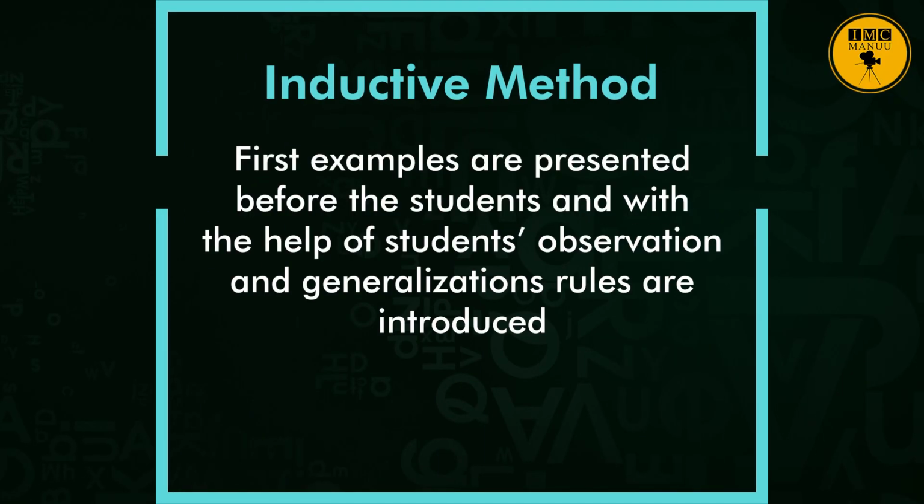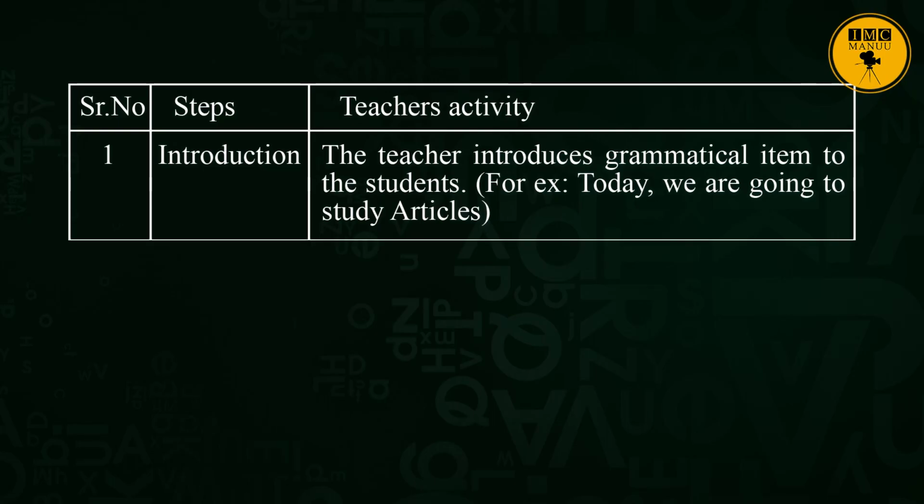The next method of teaching English grammar is inductive method. This is the modern as well as natural method of teaching grammar. First, examples are presented before the students, and with the help of students' observations and generalizations, rules are introduced. Let's see the steps of this method. The first step is of introduction. Teacher introduces grammatical item to the students in this step.